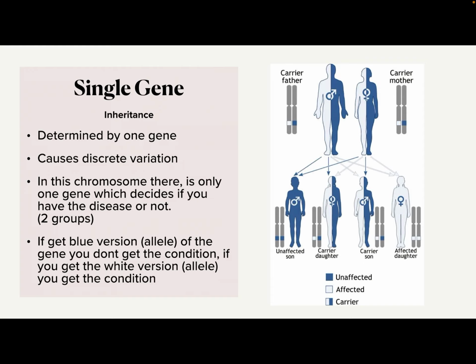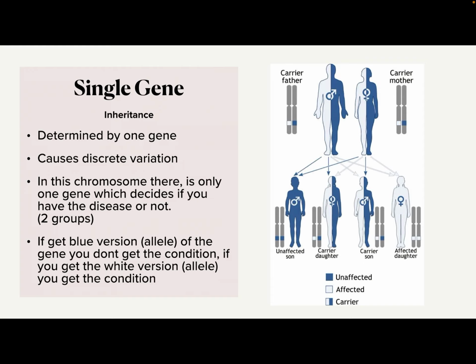Same with the carrier son. On the far right, the affected daughter has inherited the white version of the gene from both parents, so she is affected. So if we put it into two groups, the carriers and the unaffected, they're all unaffected by it. The carrier just means they actually carry the mutation, the disease-causing gene, but they're not affected by it. So those three are all in the unaffected group. The affected daughter is now a different group.